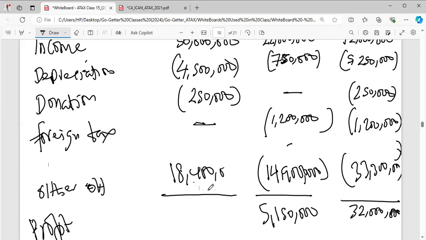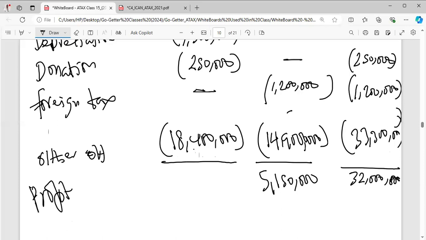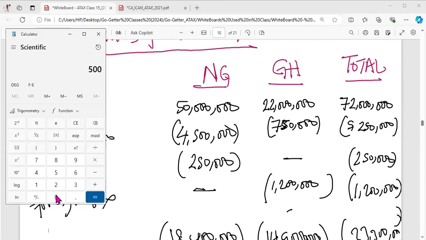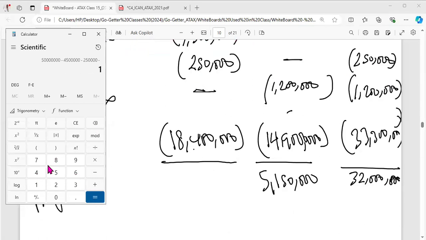So what should be the profit here? We have 50 million minus 4,500,000 minus 250 minus 18,400. That should give me 26,850.